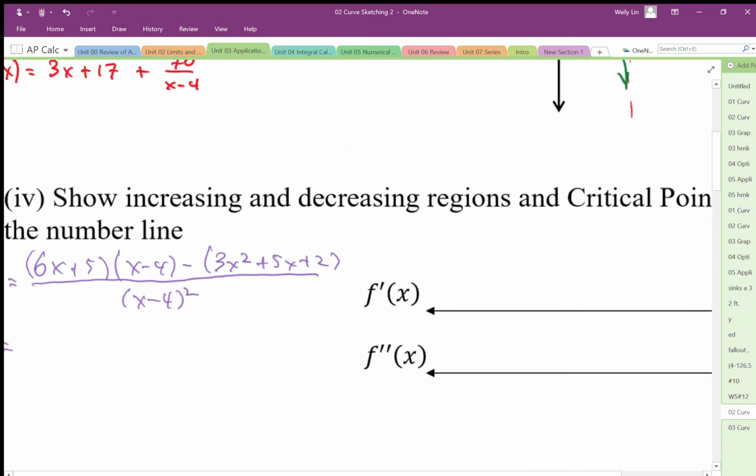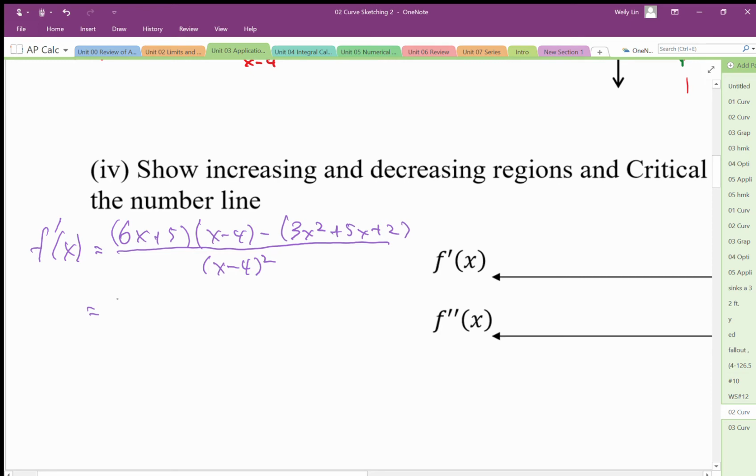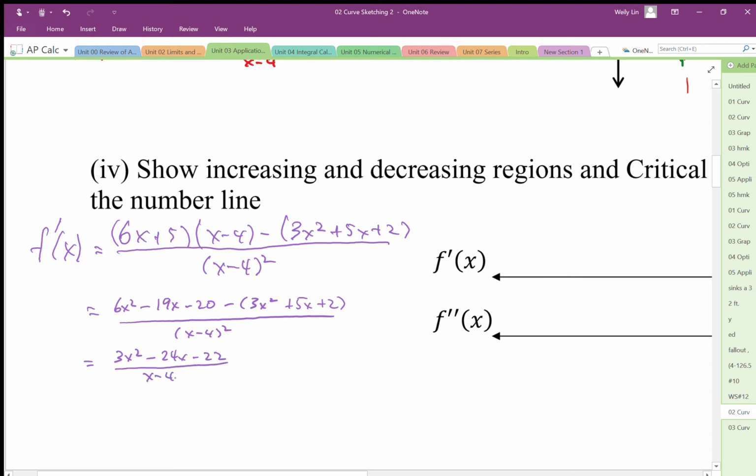Multiplying this all out and combining like terms, I'm going to end up with 6x squared minus 24x plus 5x, so minus 19x, minus 20, minus all of this, 3x squared plus 5x plus 2. Combining those like terms, I get 3x squared, and that's minus minus, so it's going to be minus 24x minus 22, all over (x - 4) squared.